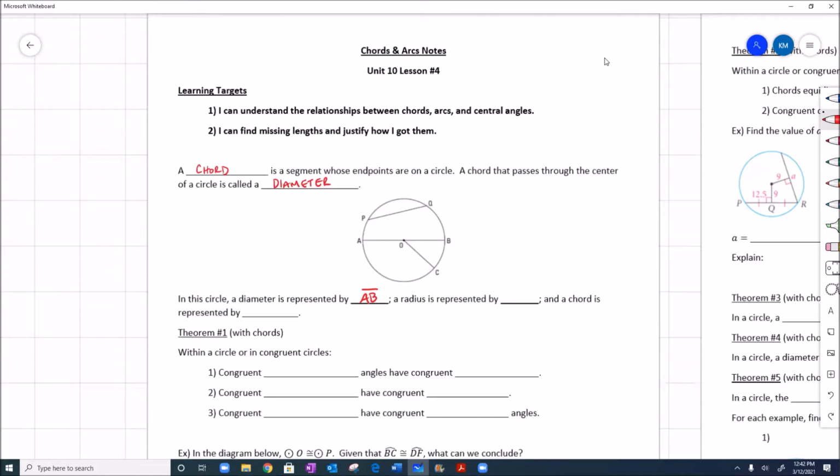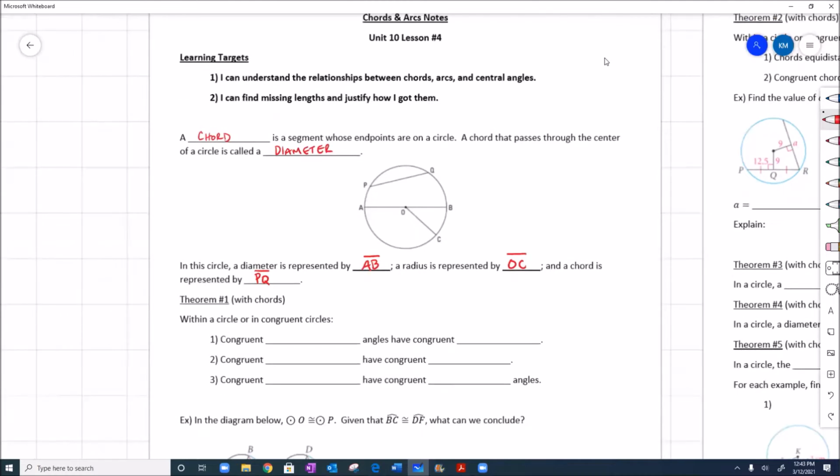A radius is represented by OC, right? And a radius is not a chord. OC is not a chord because it does not have both endpoints on the circle.